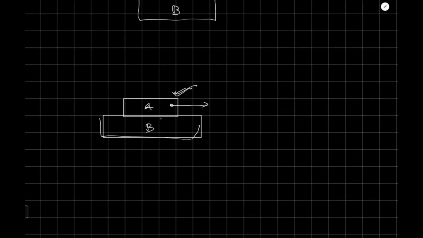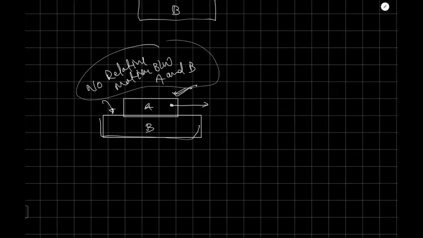When they move together, it means there is no relative motion between A and B, right? No relative motion between A and B. So what happens in this case? When there is no relative motion, static friction is going to act, and the value of static friction can vary from 0 to mu s into N.